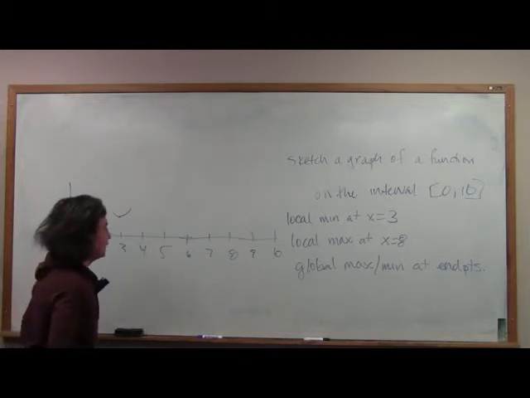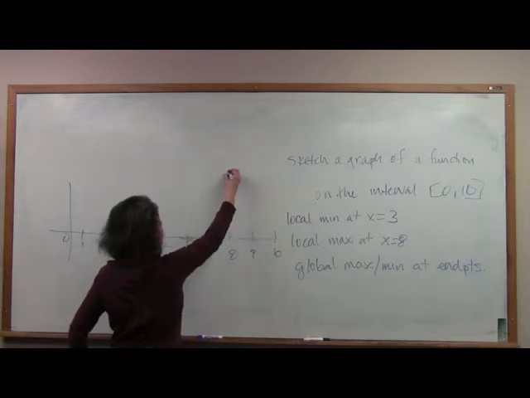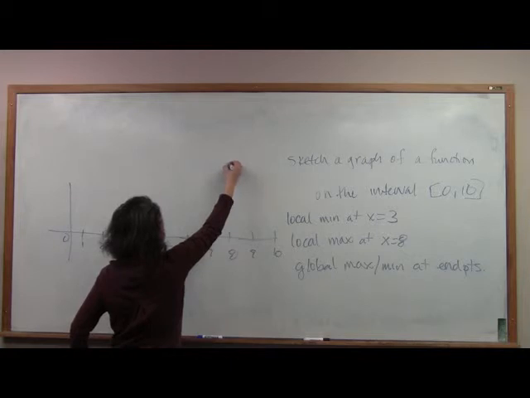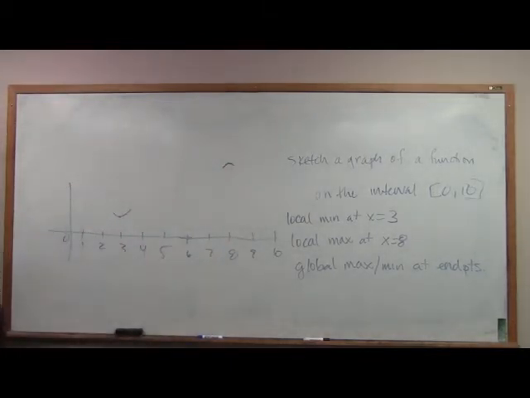What else do I know? I know that I have a local maximum at 8. Now I could put my local max anywhere, but I'm going to put them up here. It means that my function is going from increasing to decreasing.